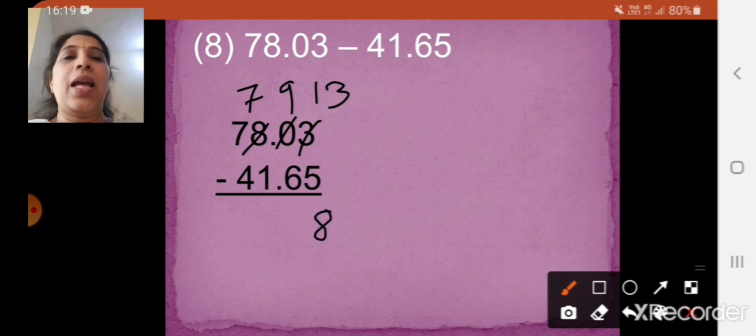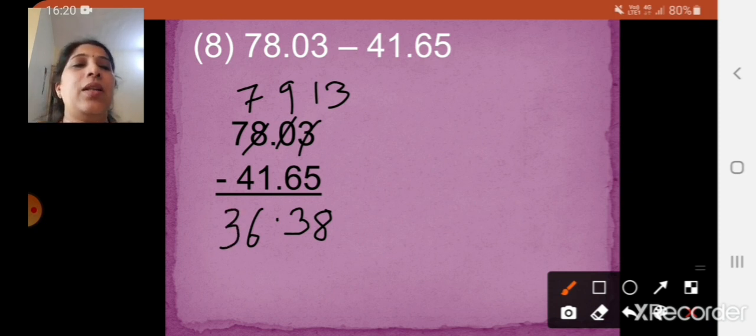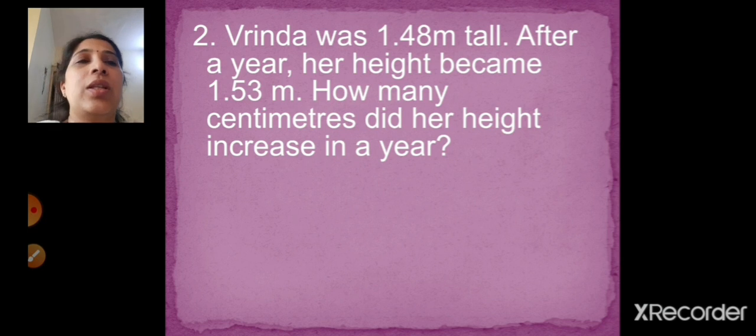8. And 9 minus 6 is 3. Right? Now put a decimal point. 7 minus 1 is how much? 6. And then 7 minus 4 is 3. So what will be your answer? 36.38. Right?